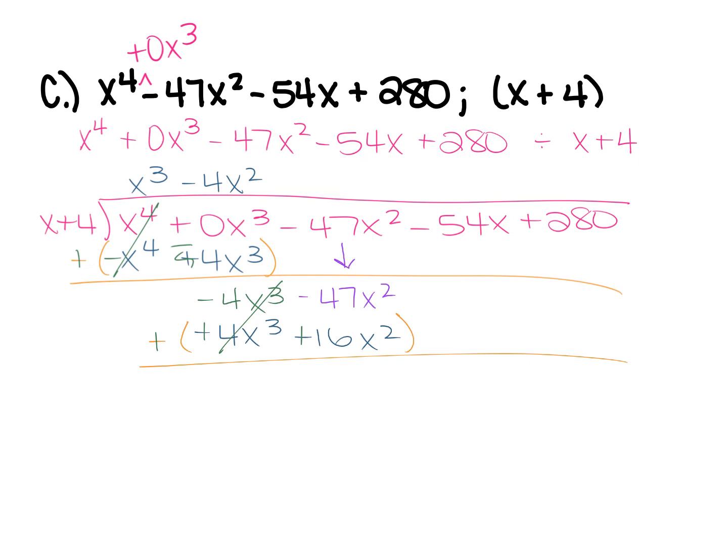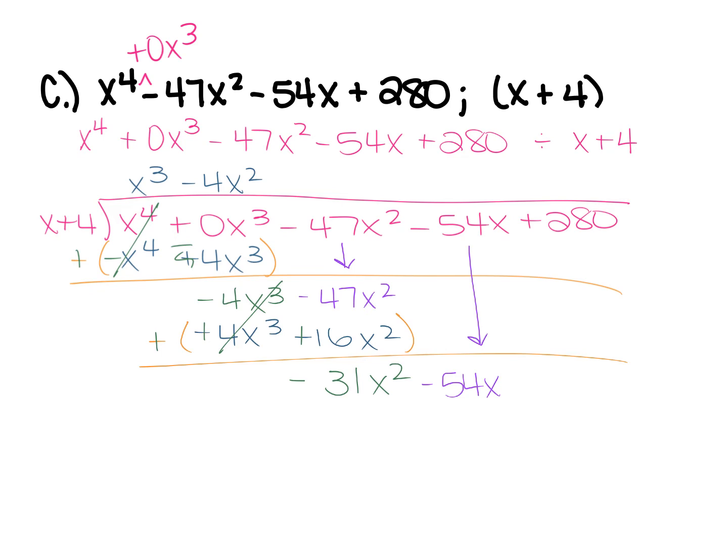We're going to subtract these, keep the sign in front of the bigger number. So it's going to be negative. 7 minus 6 is 1. 4 minus 1 is 3. That x squared stays on it. So we have negative 31x squared. We're going to bring our negative 54x down, so that way we have two terms to work with.